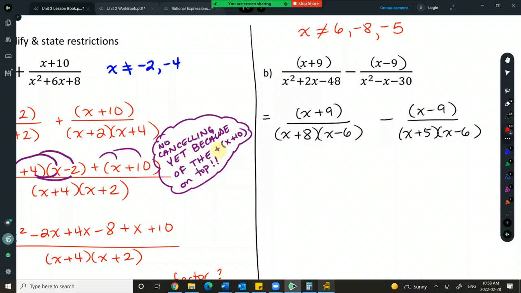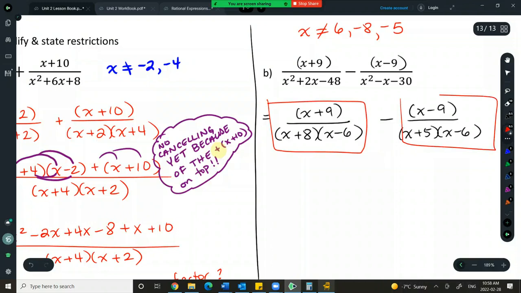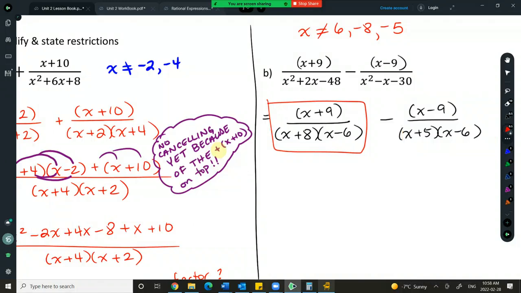Okay, little tiny thing that we want to check. Can we cancel anything in those individual fractions? Do we see any common brackets on the bottoms or tops of these? Okay, so that would be a no, but make sure you double check that. Okay, so we've checked those.